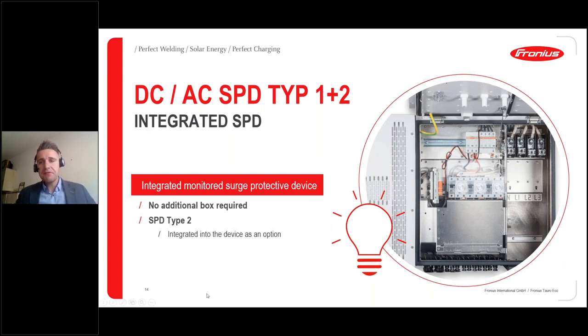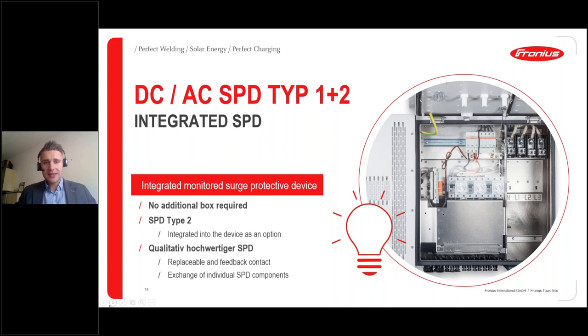And if you only require a DC SPD 2, this is an option, so you can make a downgrade if only this is required. But standardized integrated are DC and AC SPD type 1 plus 2. Of course, that's a high quality SPD, so it's replaceable. You see it here, you can just take it out if, for example, there's a triggering, and put it in again.